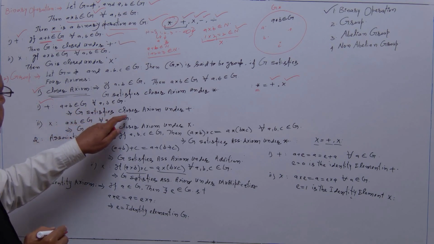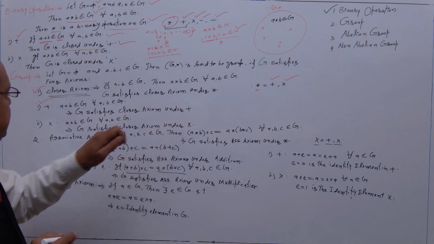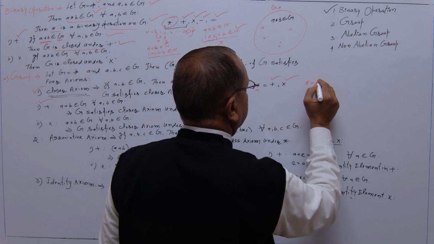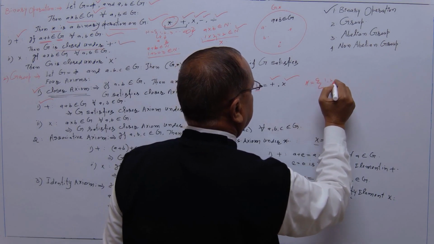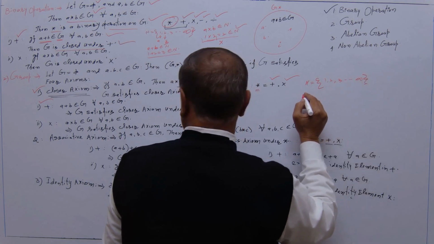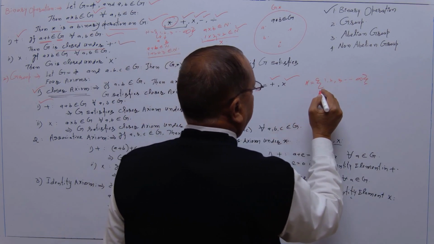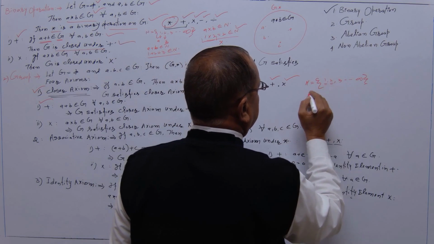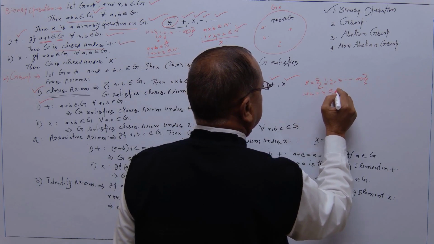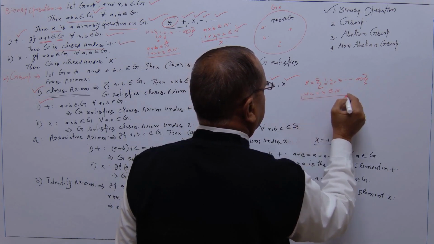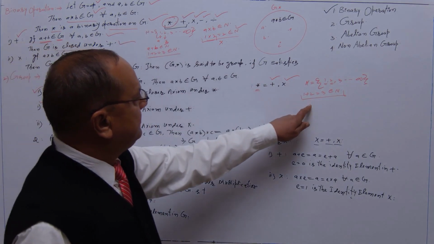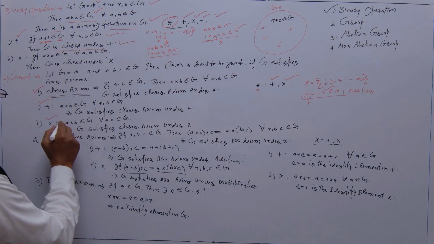So it means G satisfies the closure axiom under addition. Now look, we have natural numbers, 1, 2, 3 up to infinity. So a plus b, a is 1, b is 2, 1 plus 2 is equal to 3 and 3 also belongs to natural numbers. So it satisfies the closure axiom under addition.